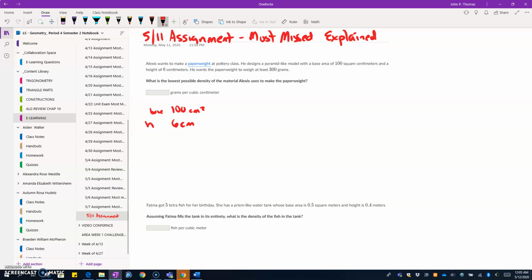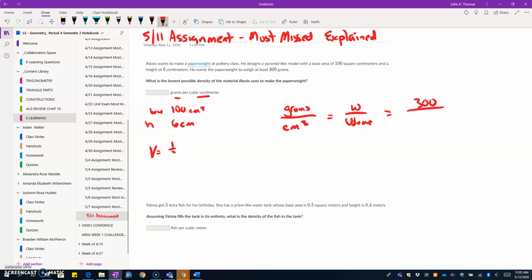And then they give you a hint here, which is it's grams per cubic centimeter. So we need grams over centimeters cubed. So that looks like weight over volume. That's really what we need for our answer. So they told us that the weight was 300 grams, so we have that. So what we need to do is find the volume.